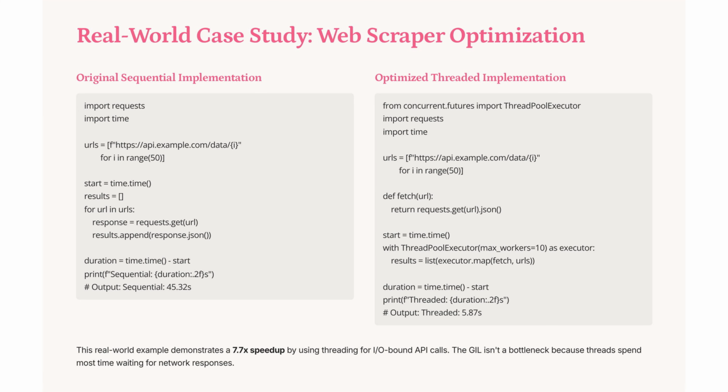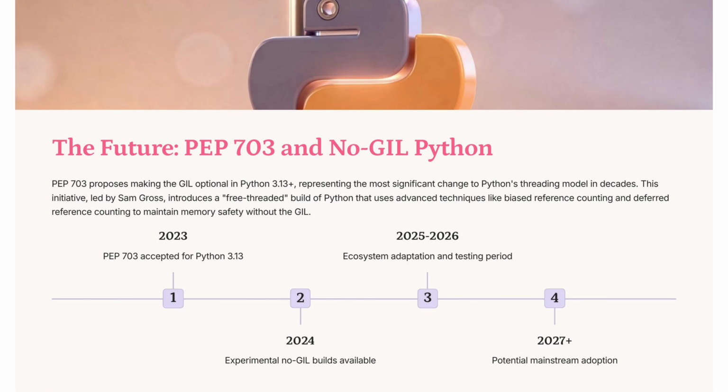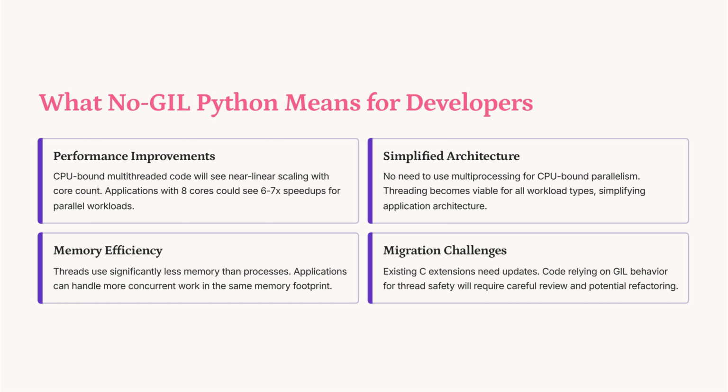Python Enhancement Proposal 703 introduces an optional global interpreter lock in Python 3.13, revolutionizing threading. Led by Sam Gross, it offers a free-threaded build using biased and deferred reference counting for memory safety. Accepted in 2023, experimental builds arrive in 2024, with ecosystem adaptation by 2025 to 2026, aiming for mainstream adoption by 2027. No-GIL Python offers developers significant performance improvements, with CPU-bound multi-threaded code achieving near-linear scaling with core count.